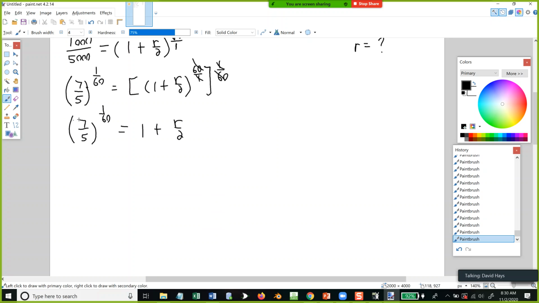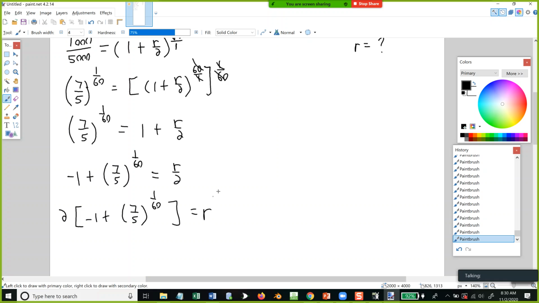Now we're trying to get R by itself, so I can take the 1 over, so it becomes a negative 1 plus 7/5, the 1 over 60 equals R over 2. Multiply both sides by 2 to get rid of that fraction. And that'll give us our R.